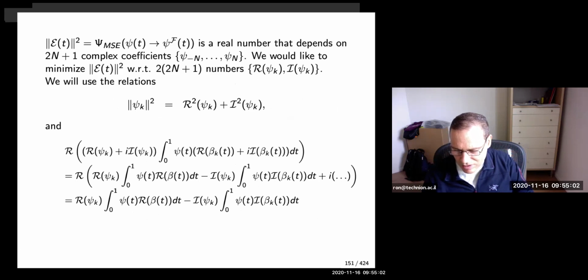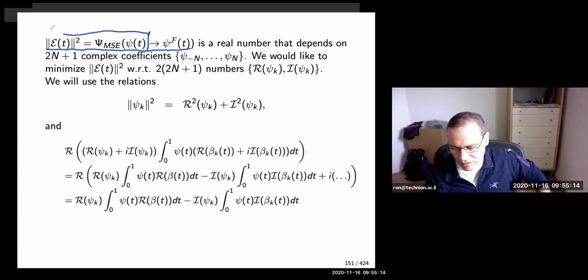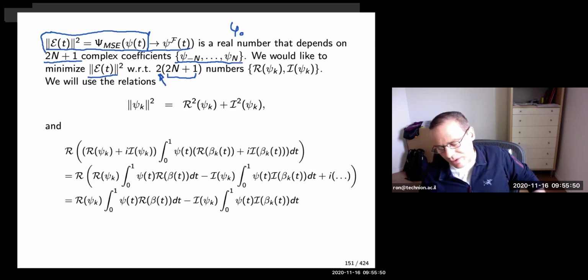So just remember what we are after here. This is the definition of my error, and it should approximate my psi function. Remember that my psi is a real function that now depends on 2n plus 1 complex coefficients that we denoted psi minus n, through psi 0, all the way to psi n. So again, we would like to minimize the square error with respect to 2n plus 1 complex coefficients, which I can denote as two numbers for each coefficient, the complex and the real. I have a real and imaginary number for each and every coefficient.